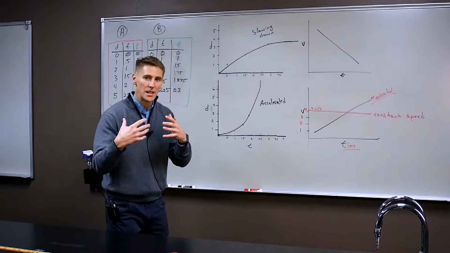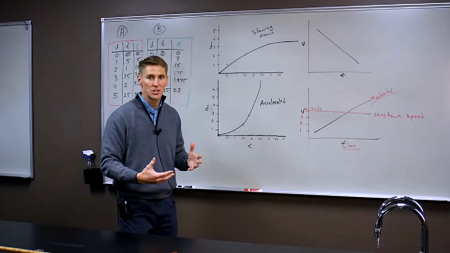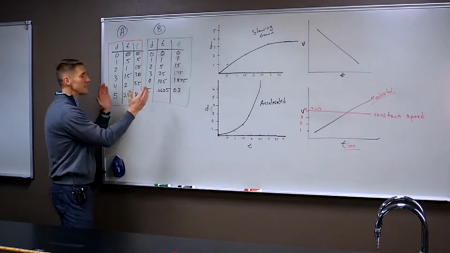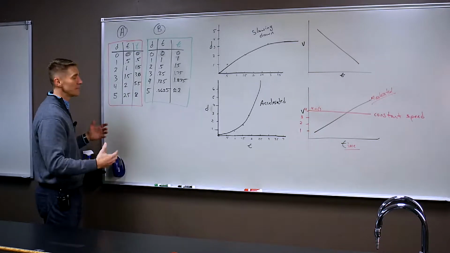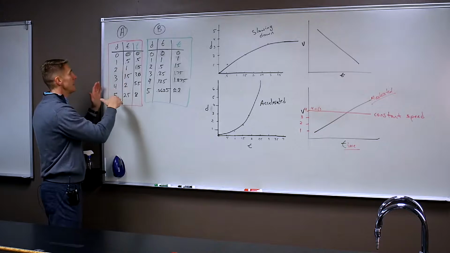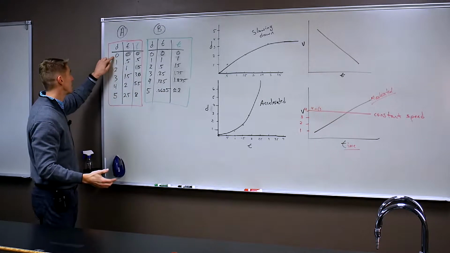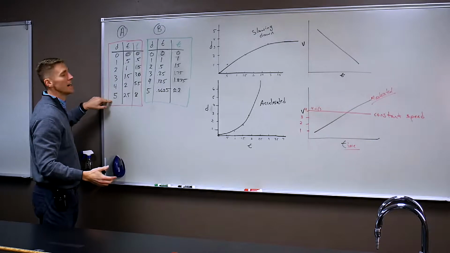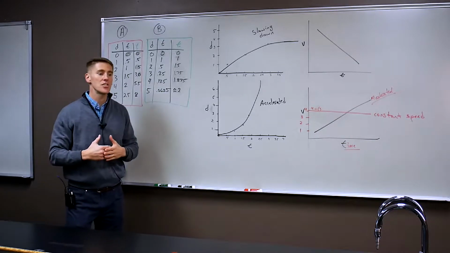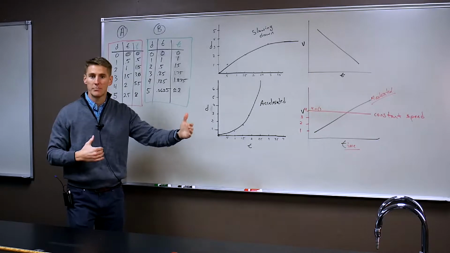So we want to be able to understand and make predictions about motion using motion graphs. So here I have two sets of data, fictitious data here. So here's data table A. We're looking at distance, and let's just go in terms of meters. We have 0, 1, 2, 3, 4, 5. So we're looking at the change in position of an object across 5 meters.